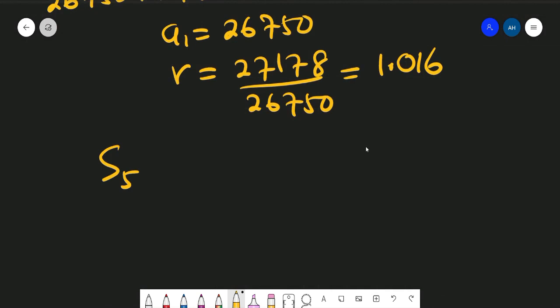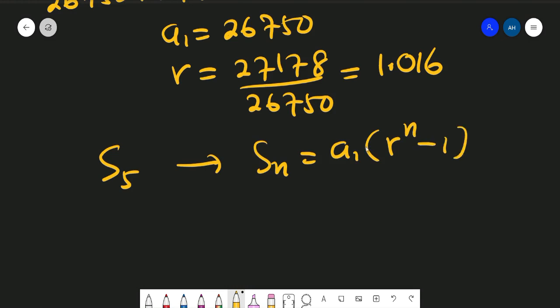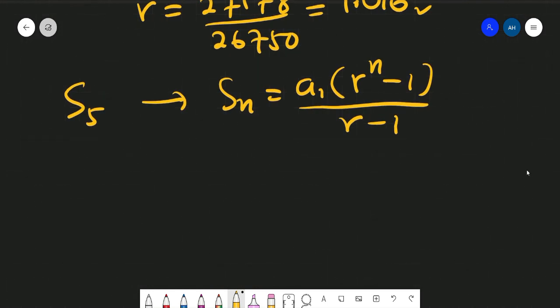Now we need to use this formula, that is Sn equals a1 times (r to the power n minus 1) over (r minus 1), as long as r is not equal to 1. In this case we have r equal to 1.016, which is not equal to 1, so it is valid to use this formula. To find S5, we just substitute all the values that we have.